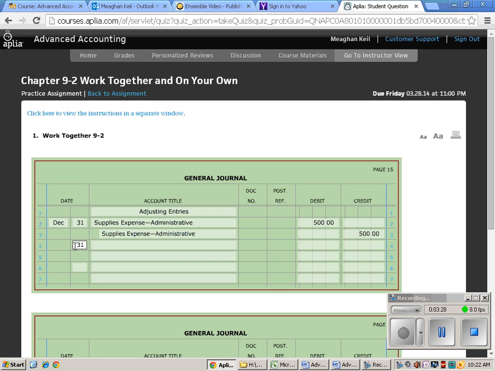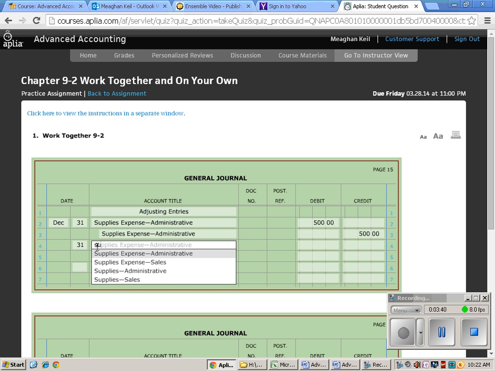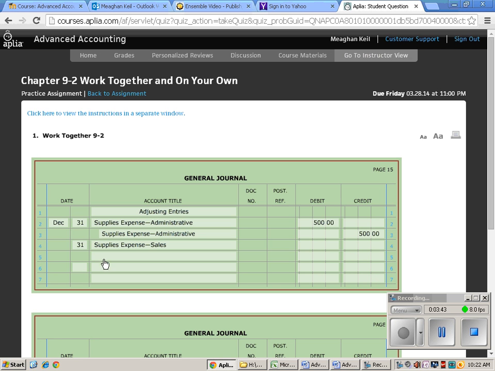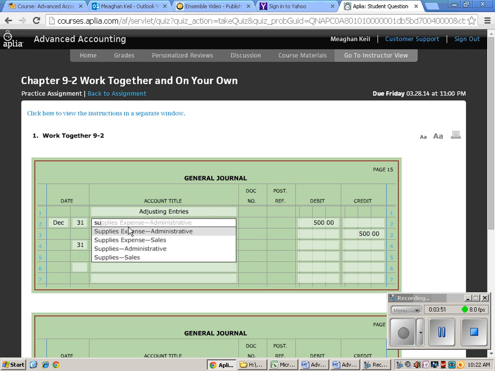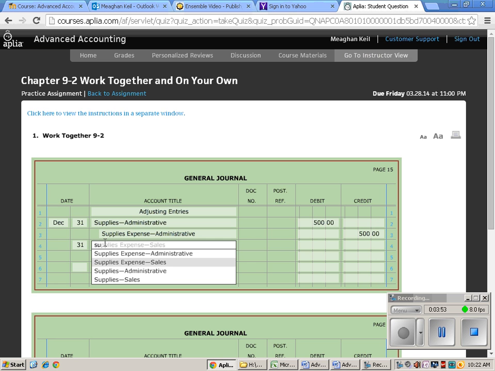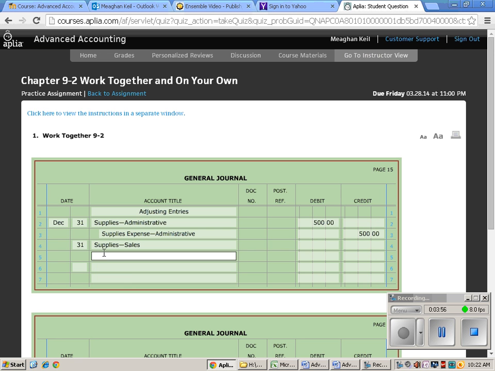Our next is our supplies sales. Our inventory on hand, we still have $400. We initially recorded that we were going to use them all as $1,500. That did not happen. So we have to change it into an asset to go into the next fiscal period. So it's supplies expense sales. Oh, wait a minute. Up here, I'm sorry. This should be supplies administrative, supplies sales. All right, so then supplies expense, because we didn't use them all, we still have $400 remaining.